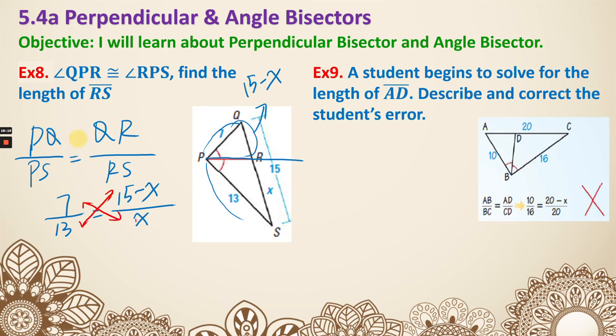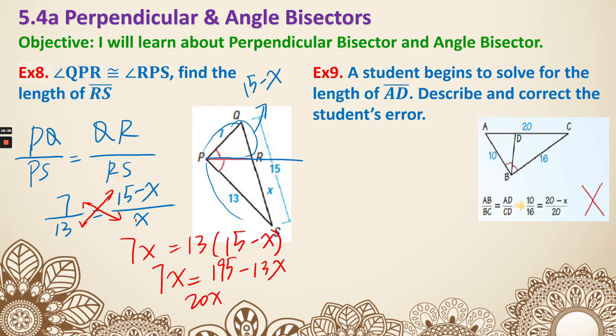So we use the 7 times the bottom on the right side, so 7x equals 13 times 15 minus x. We have 7x equals 195 minus 13x. So 20x equals 195, which means x actually equals 97 point, well, not 97, 9.75. But it's asking for RS, so we need to write the measurement of RS, which is actually x, is 9.75.